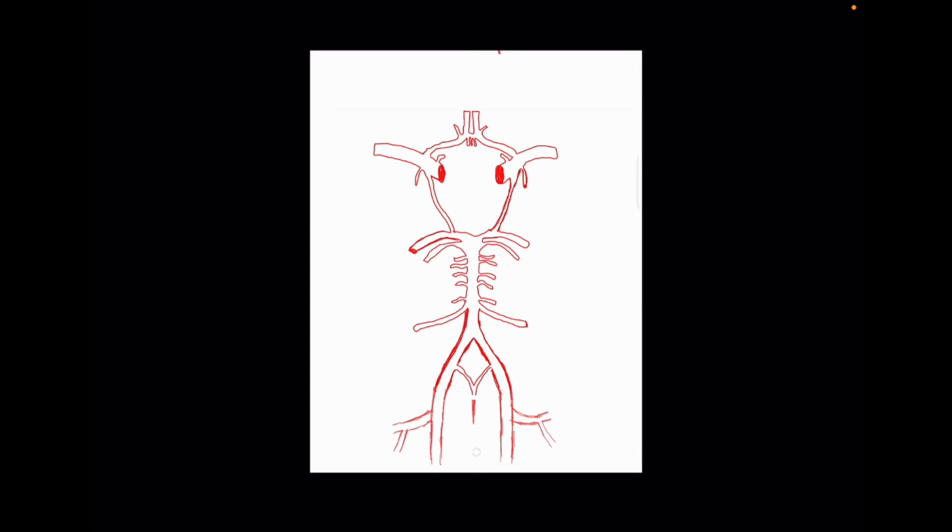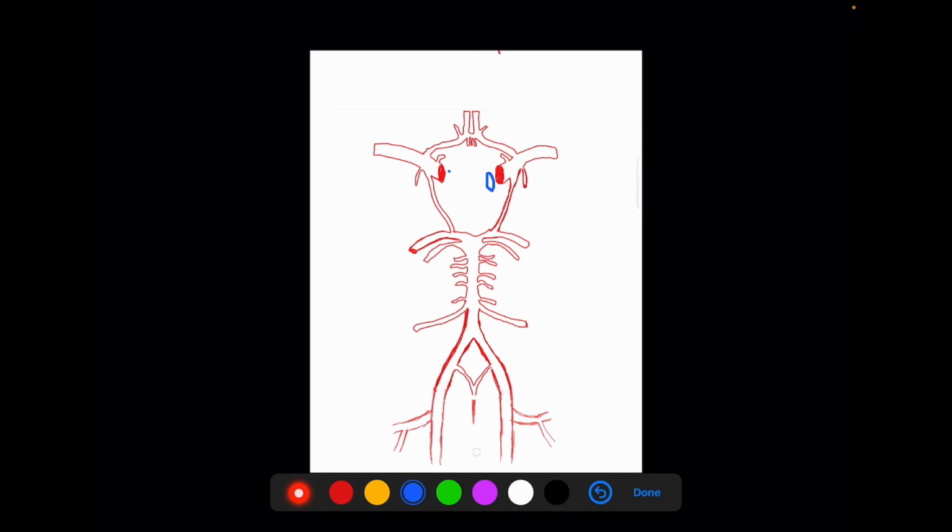Now, coming to our most important artery, which contributes about 60% to the circle of Willis, that is our internal carotid artery. This one and this one. These both are internal carotid arteries. Next, it gives a small branch, this one, both of these branches, which is called the ophthalmic artery.